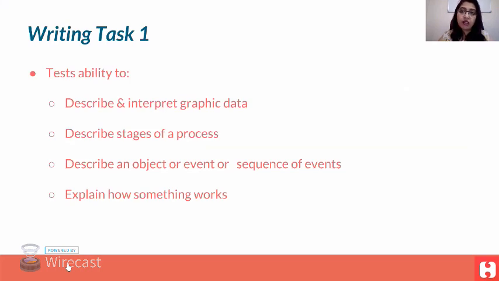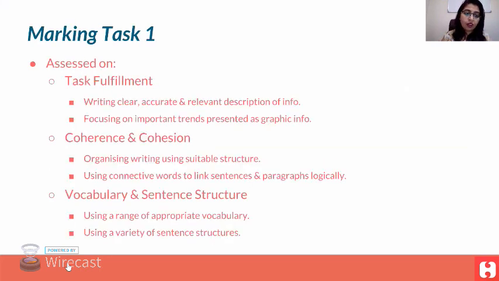It might be a diagram, it might be a graph, it might be a pie chart, it might be a comparison between two graphs also in some cases. Now, marking task 1. How is your marking done here? Task fulfillment: writing clearly, accurately, and a relevant description of the information. While you are giving the information, is it relevant enough? Are you accurate in giving your information?